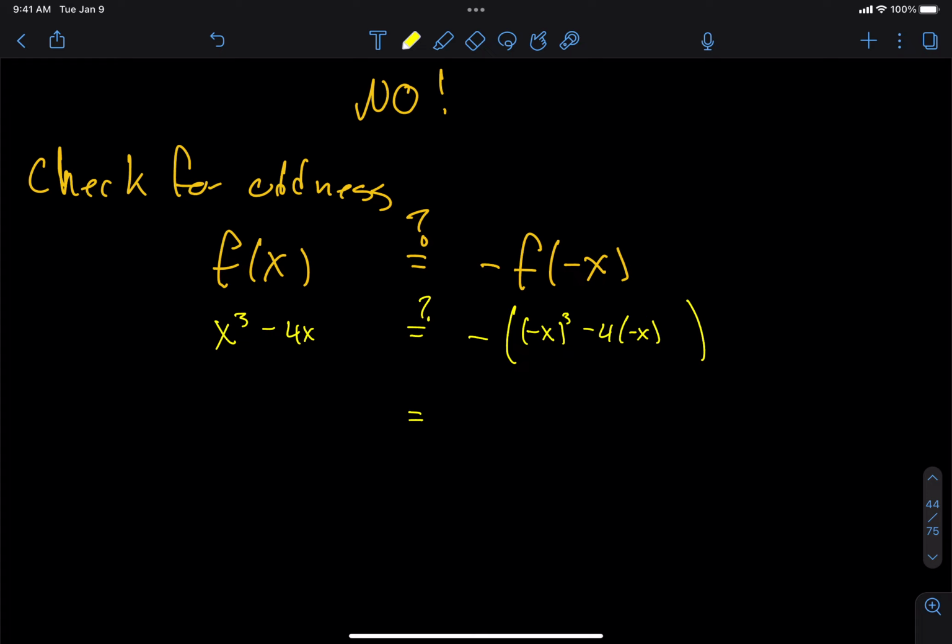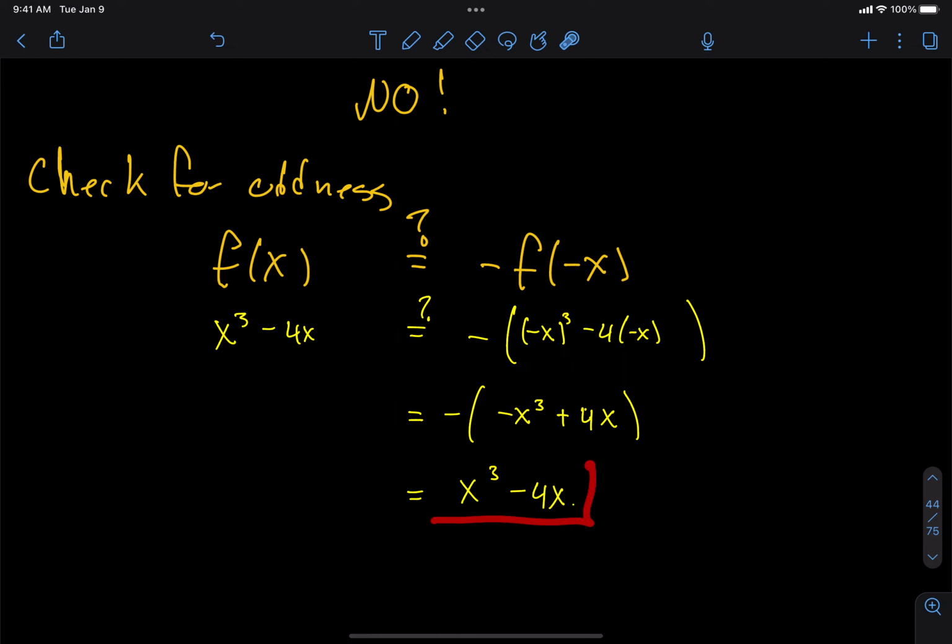Now let's just multiply out the right side a little bit. You get negative, negative x quantity cubed plus 4x. And then I'm going to distribute this minus sign onto both of these. When I do that, what am I going to get? The negative will become a positive x cubed, and the positive 4x will become a negative 4x. And would you look at that? These two things are the same.